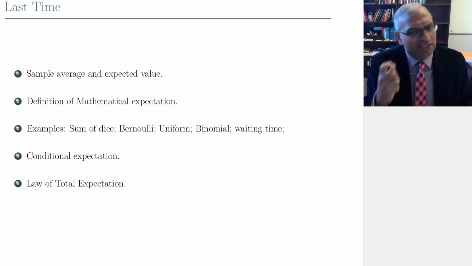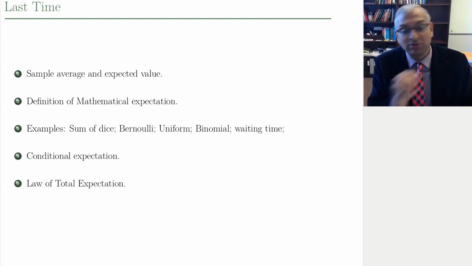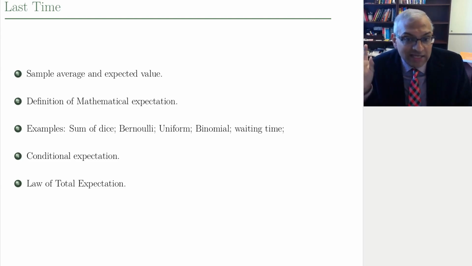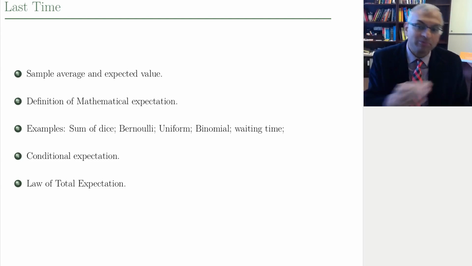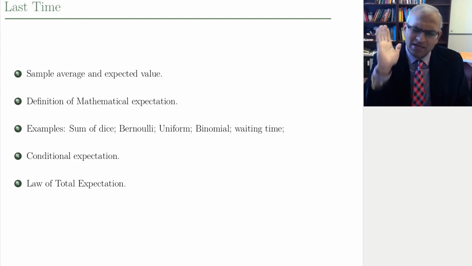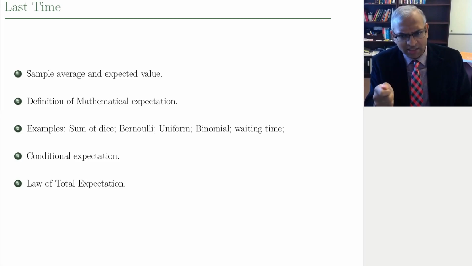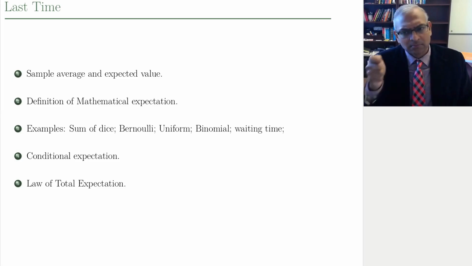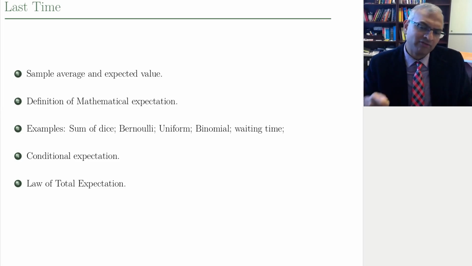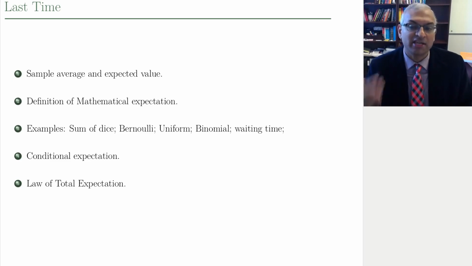It's just a formula. We can compute it. Sometimes the computation is hard, and we did several examples. We talked about the sum of dice, the Bernoulli, the uniform, the binomial, and the waiting time. The binomial and waiting time are very important. When you try something a fixed number of times n, and you count the number of successes, or you try something where you have a certain probability of success, and you keep trying until you succeed.